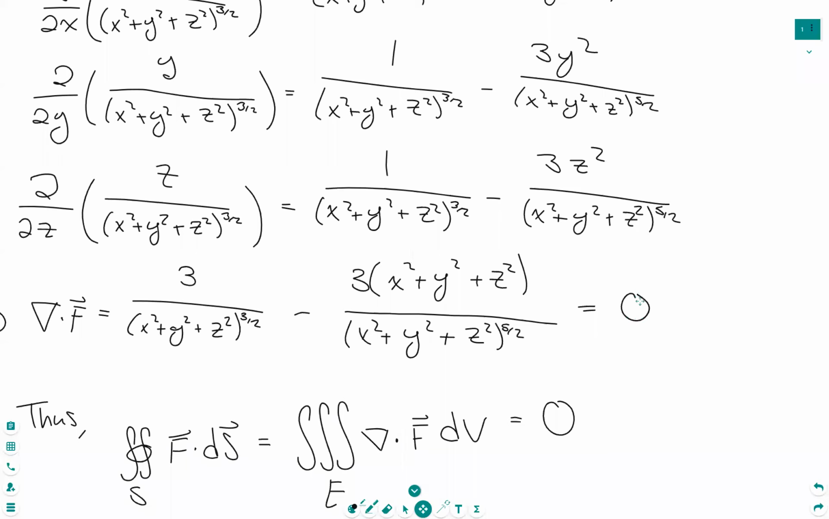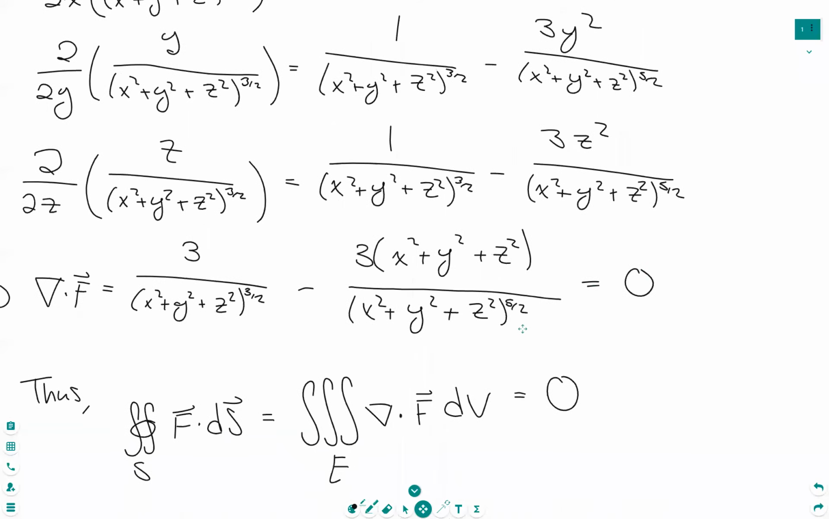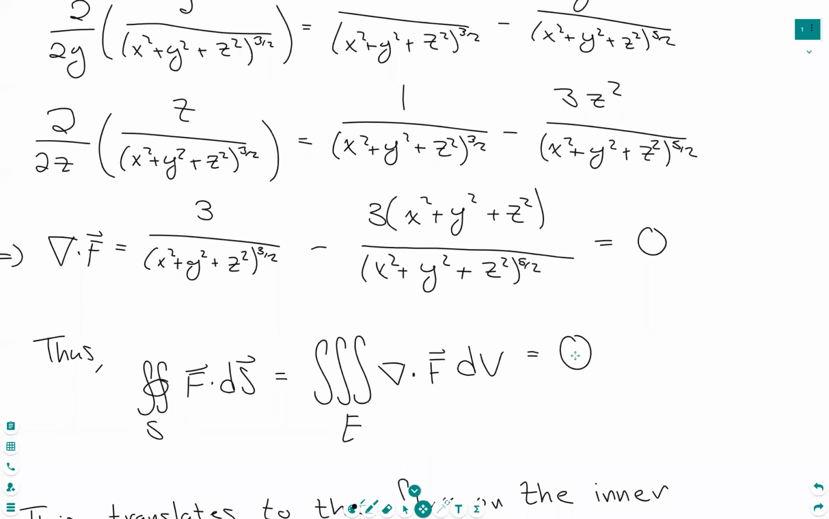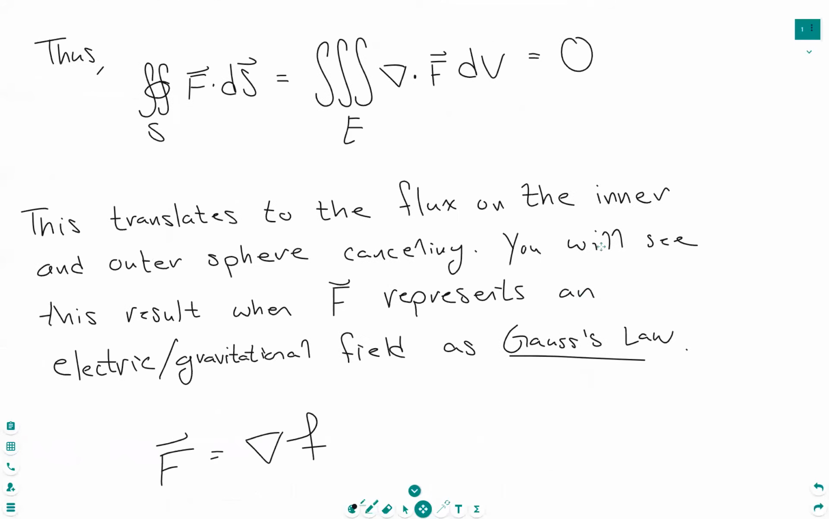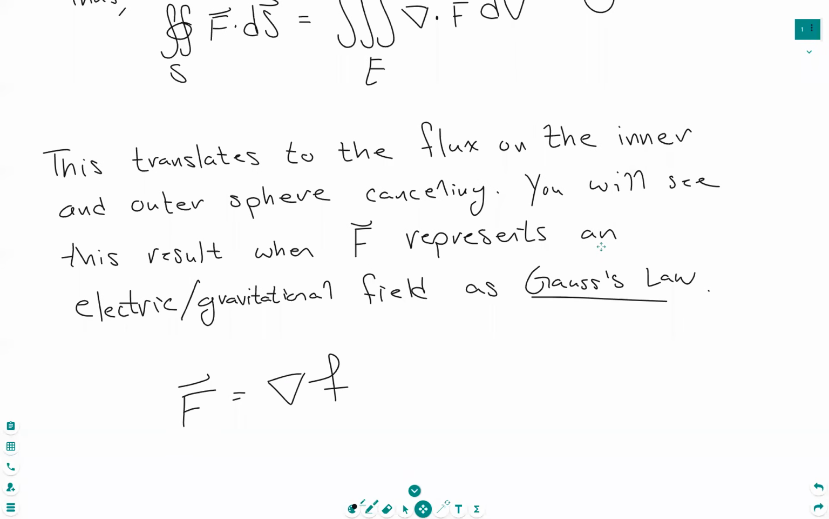Hence, we get 0. So we've done it math-wise, and we've done it kind of using logic, right? Based off of what our vector field kind of looks like. And if you've taken like a physics 2 class, you'll know this as Gauss's law. Here it is mathematically, why this is the case.